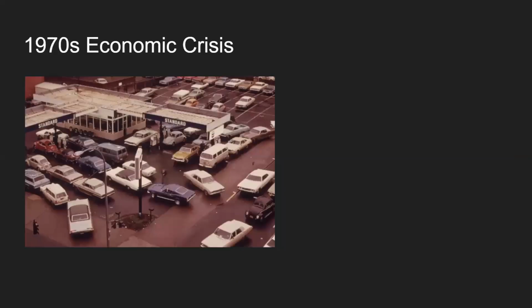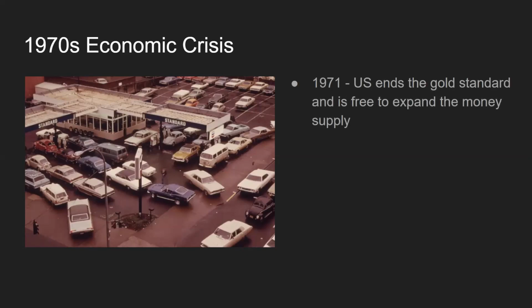So what happened during the 1970s, right? Well, there's a number of things, and it probably won't behoove me to go into too much detail about exactly why and how this economic crisis occurred. But basically, all that good stuff I was talking about fell off in the 1970s, right? So in 1971, the U.S. ends the gold standard and is free to expand the money supply.